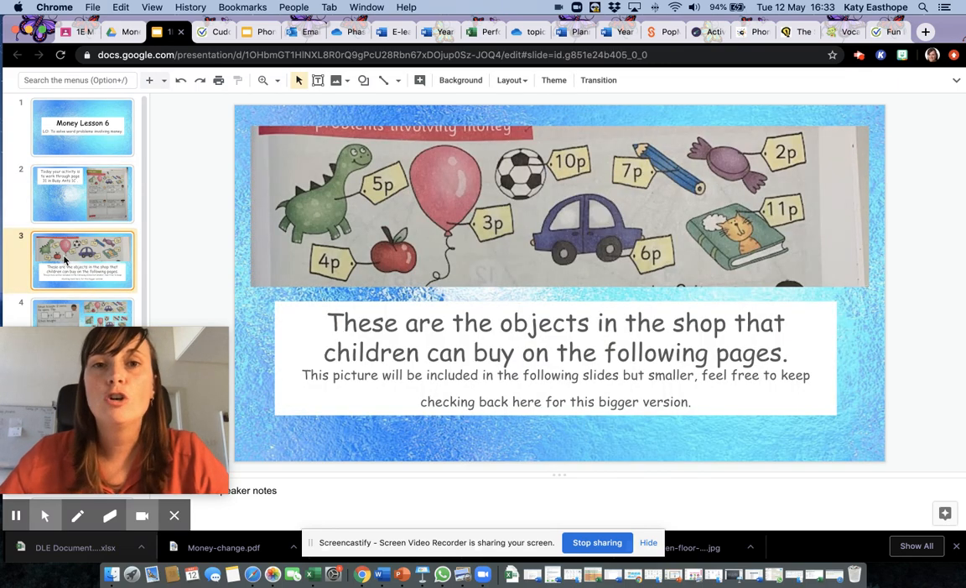So today you're going to be going shopping. So these are the objects in the shop. You can buy a dinosaur for 5p, an apple for 4, a balloon for 3p, a ball for 10p, a car for 6p, a blue pencil for 7p, a sweet for 2p, and a book for 11 pence. So these are the objects in our shop today.